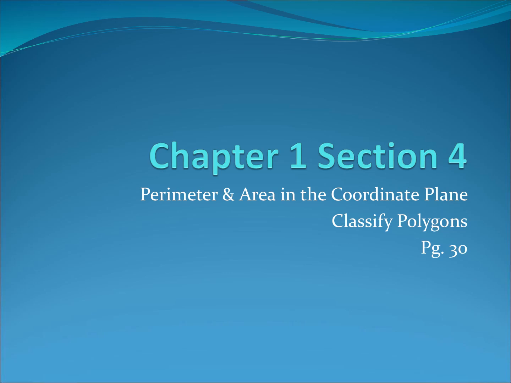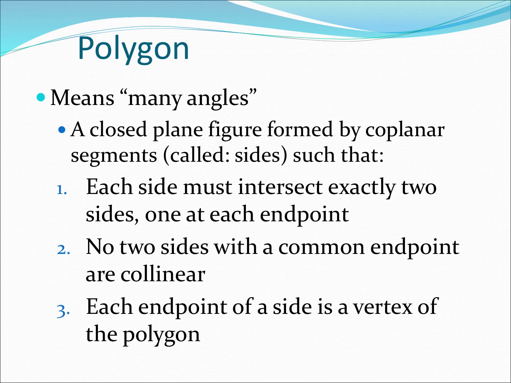Today's lesson is on Chapter 1, Section 4, which is perimeter and area in a coordinate plane. We're also going to talk about classifying polygons. The definition of a polygon means, by definition, many angles. But basically, a polygon is a closed plane figure formed by coplanar segments called sides, okay?